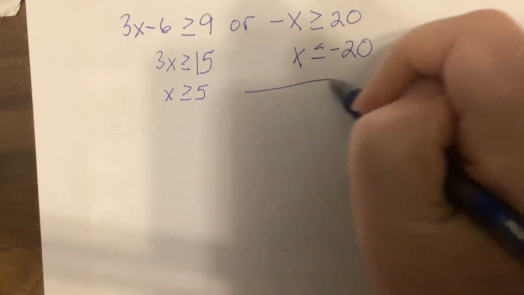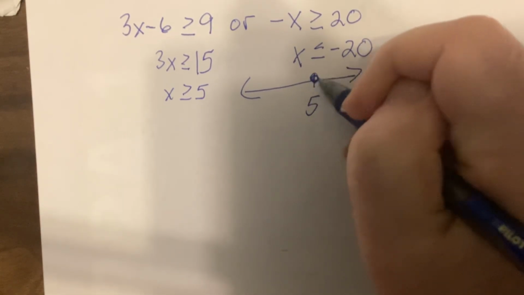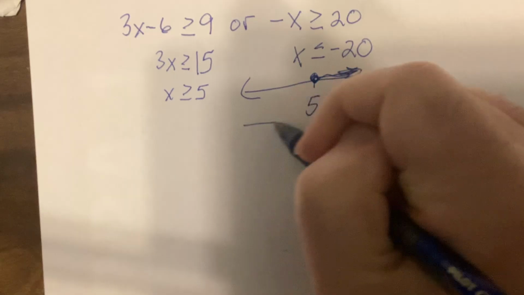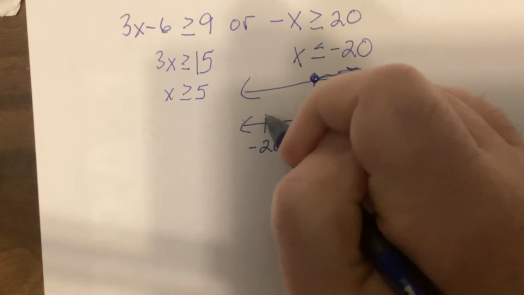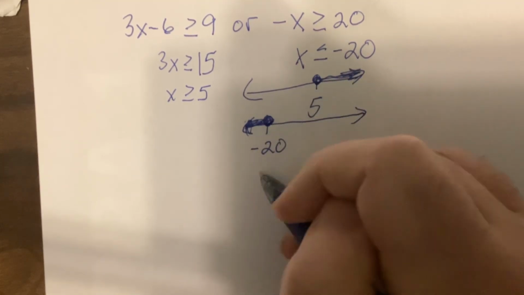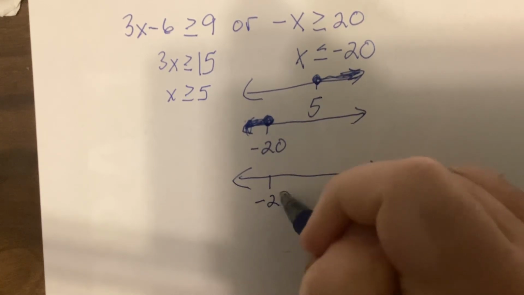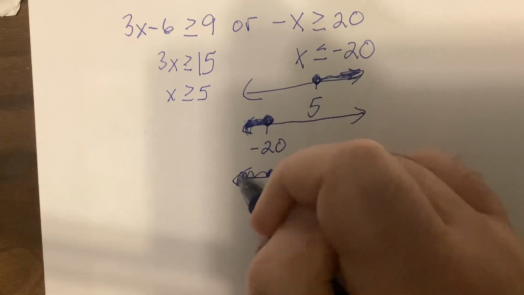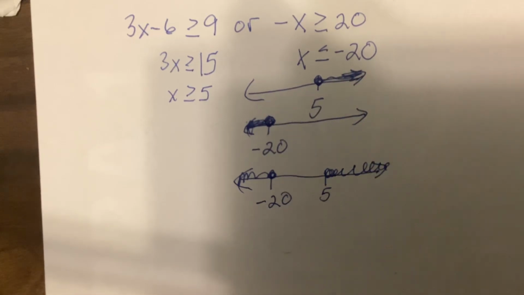Now, if you want to draw 3 graphs, you can. Here's greater than or equal to 5. Here's less than or equal to negative 20. So remember, for or, it's wherever there's shading on either one. So we bring both answers down. Ta-da! So it's less than or equal to negative 20, or it's greater than or equal to 5. Anywhere there's shading, just as long as it causes one to be true, it's part of your answer.